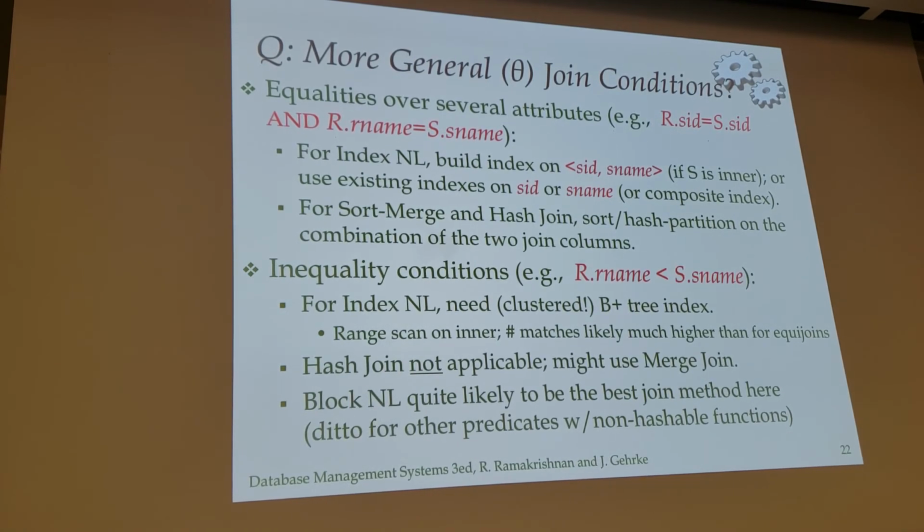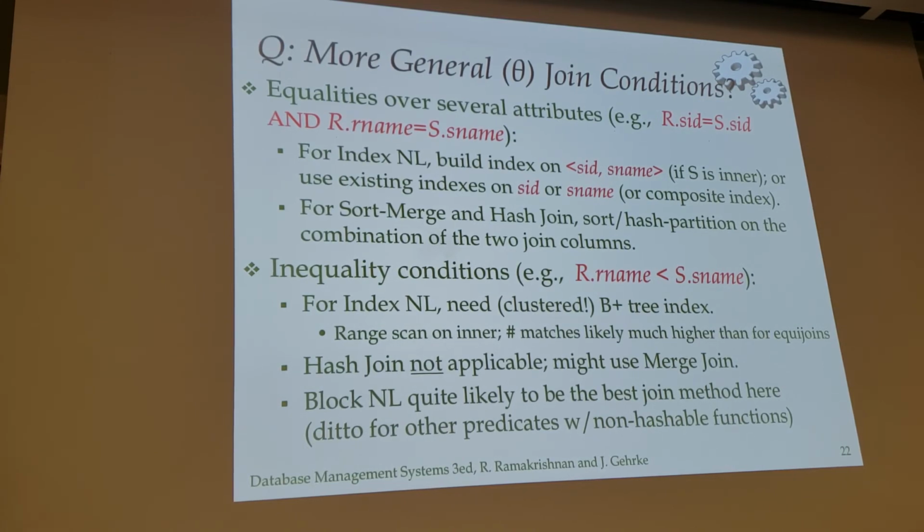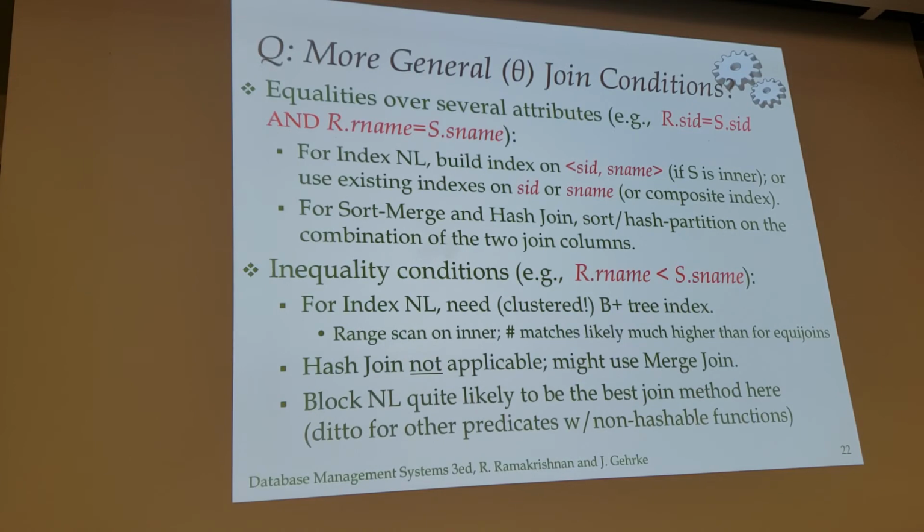Inequalities are painful. They don't show up all the time, but when they do, they're expensive. So basically, if you have a clustered B plus tree index, then you can go ahead and use a range scan on the inner if the inner has a clustered index. That is really useful if you happen to have a clustering index on the inner. But the number of matches is much bigger than with an equijoin. But if you have to do it, you have to do it.